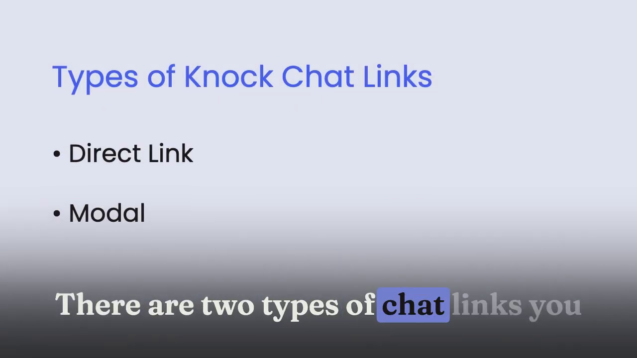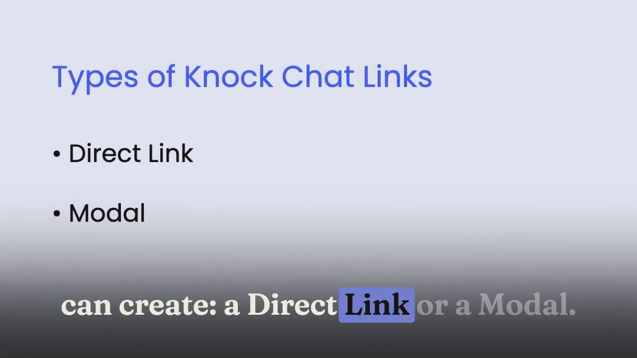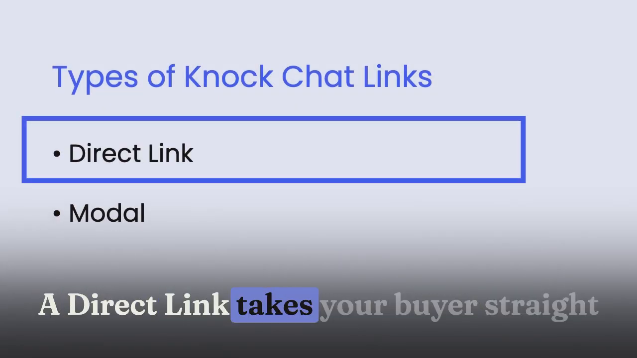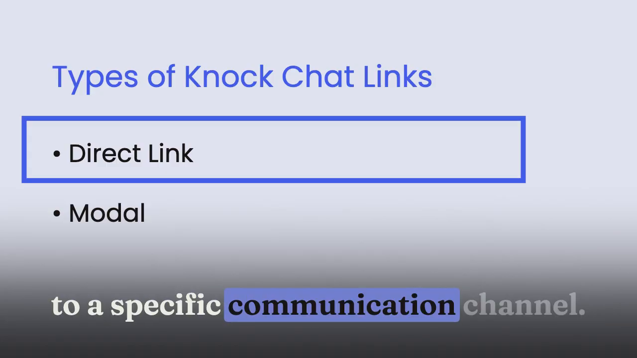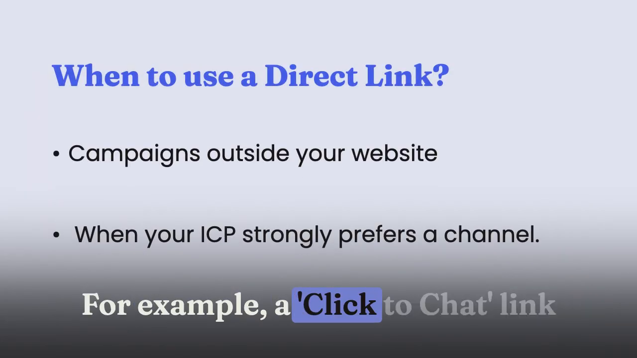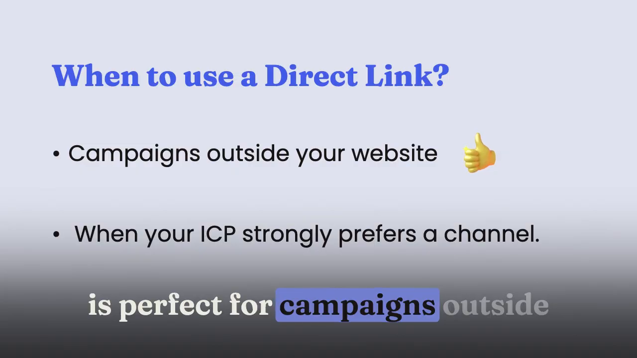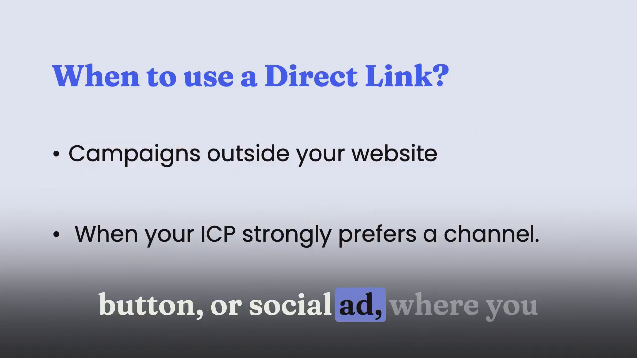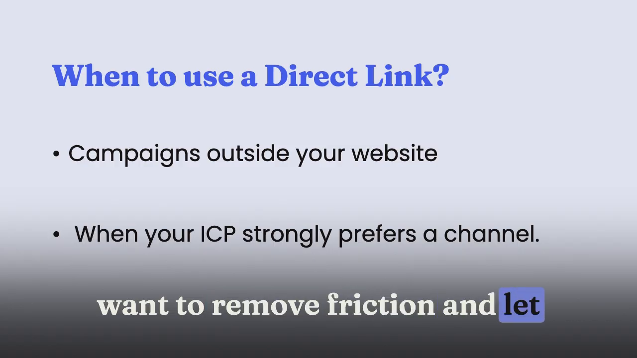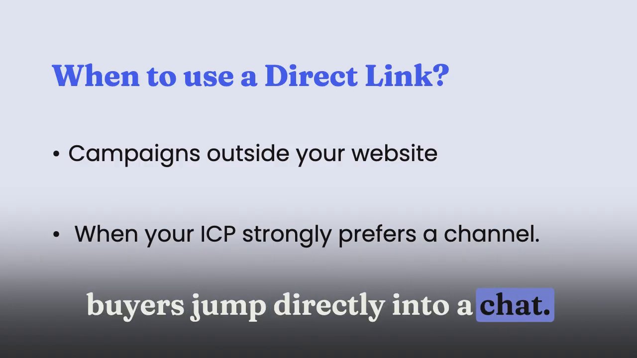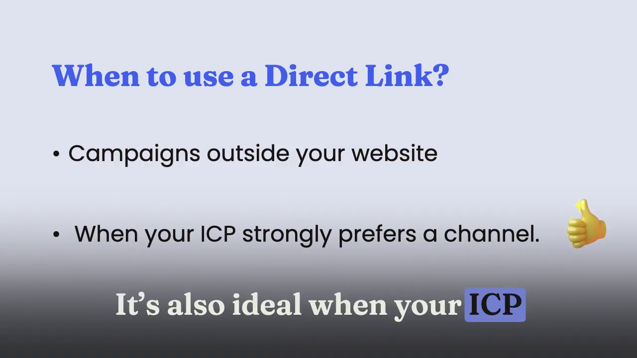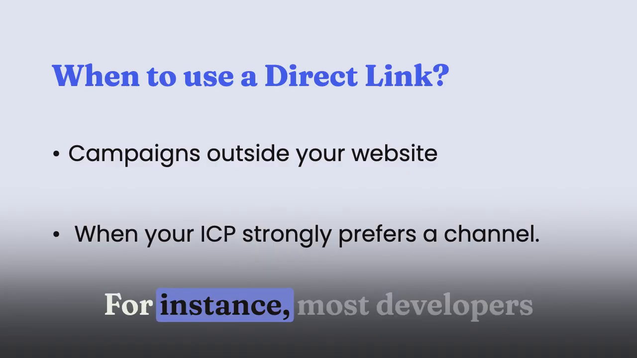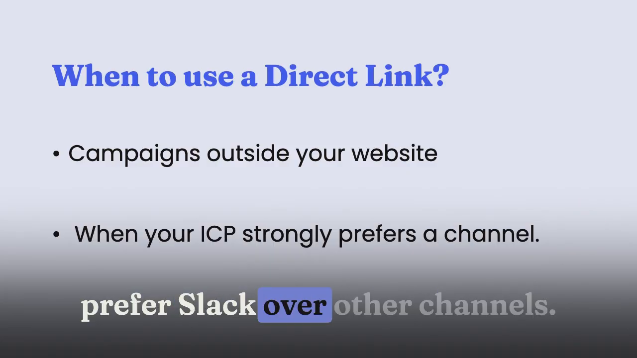There are two types of chat links you can create, a direct link or a modal. A direct link takes your buyer straight to a specific communication channel. For example, a click-to-chat link is perfect for campaigns outside your website, like an email, G2 button, or social ad, where you want to remove friction and let buyers jump directly into a chat. It's also ideal when your ICP strongly prefers a channel. For instance, most developers prefer Slack over other channels.